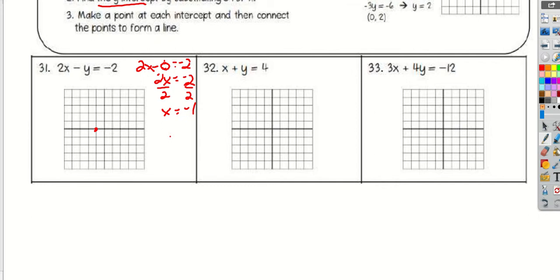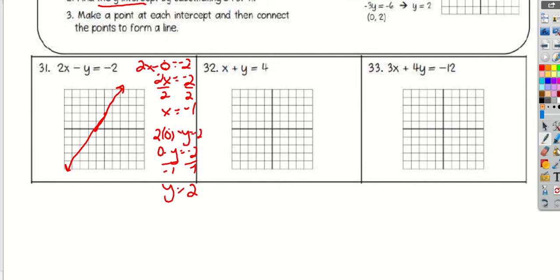And then plugging 0 in for x, 2 times 0 minus y is equal to negative 2. That means 0 minus y is equal to negative 2. And if I divide by negative 1, I'm going to get y is equal to positive 2. So at y positive 2. And then we're just going to draw a line going up in that direction and down in that direction.